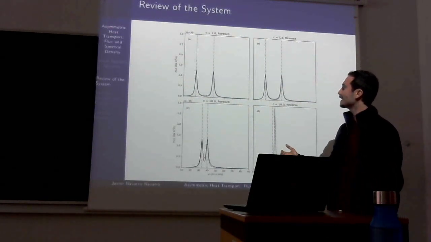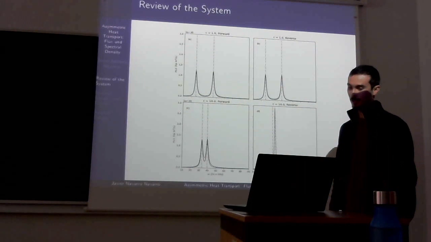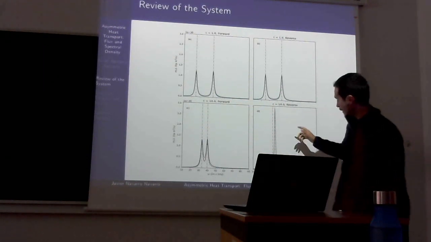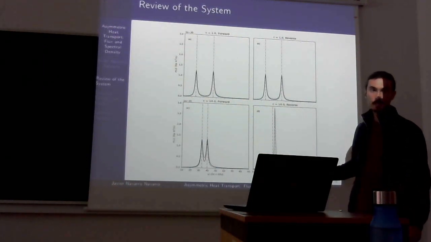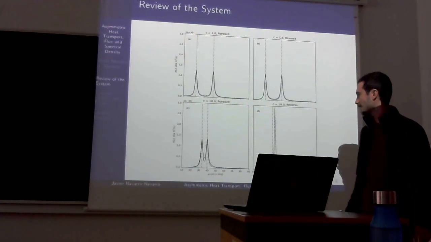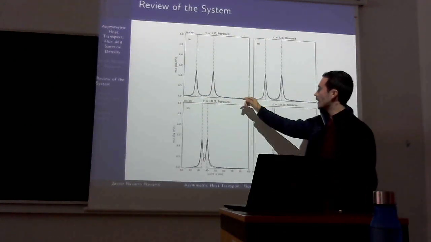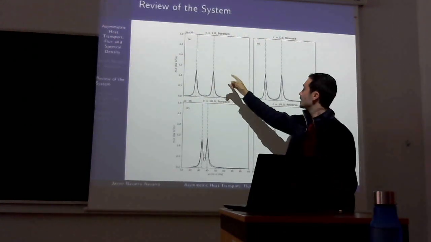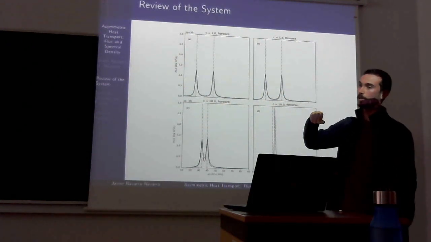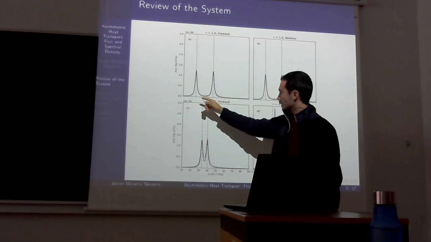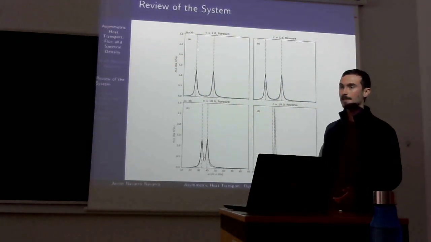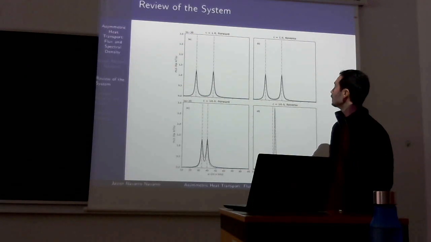So here we plot the spectral density of both ions. Here the black line is the left ion, and the blue line is the right ion. When we have C equal 1, that is, when we have masses ratio equal 1 and dissipation ratio equal 1, we see that the spectral densities are very similar. There is a large overlapping.